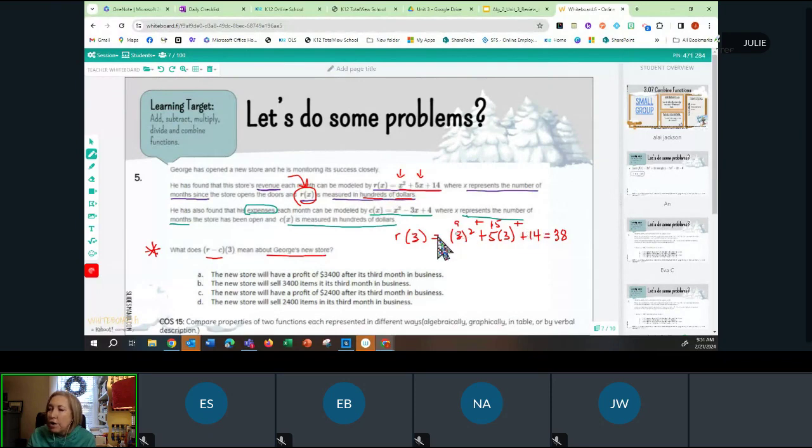So R of 3, so this means 3 is months. So after 3 months, George's revenue is at $38. Man, he's been working really, really hard for 3 months, and he's only bringing in $38. No, he's bringing in $3,800 because it says right here, R of X measures in hundreds of dollars. So his revenue, we can put a little dollar sign. After 3 months, George is bringing in $3,800.